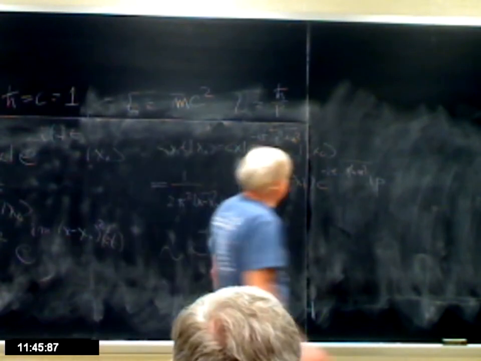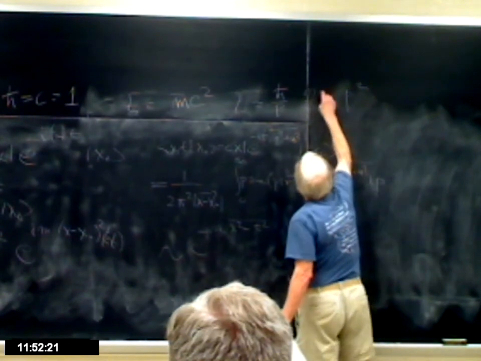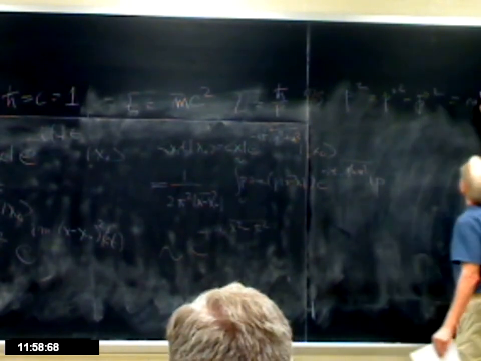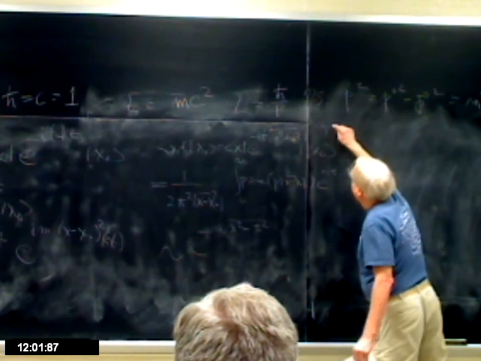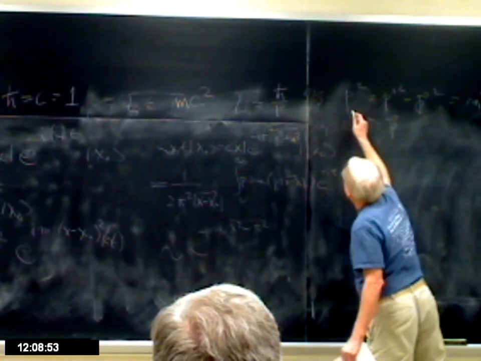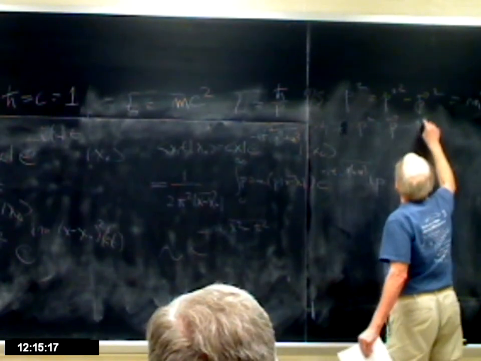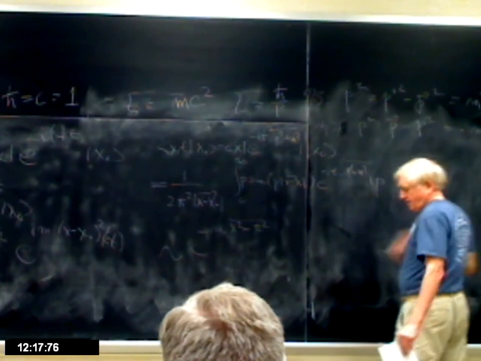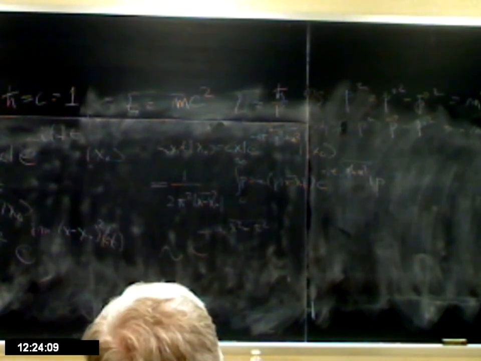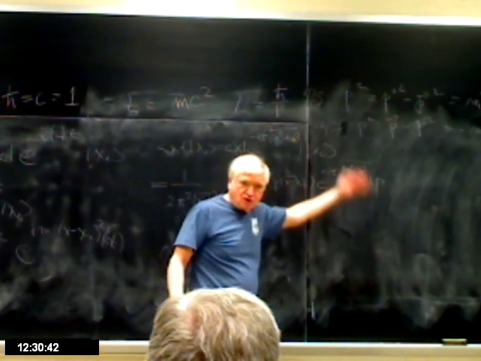I should mention that one of the problems is that Peskin and Schroeder have p squared as p0 squared minus p vector squared, which is m squared. Weinberg and Schwinger have p squared equal to p vector squared minus p zero squared, equal to minus m squared. So, in order to minimize the problems of using Peskin and Schroeder, I'm going to use the Peskin and Schroeder metric.